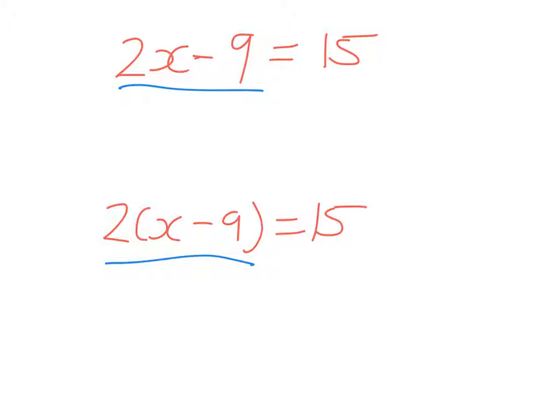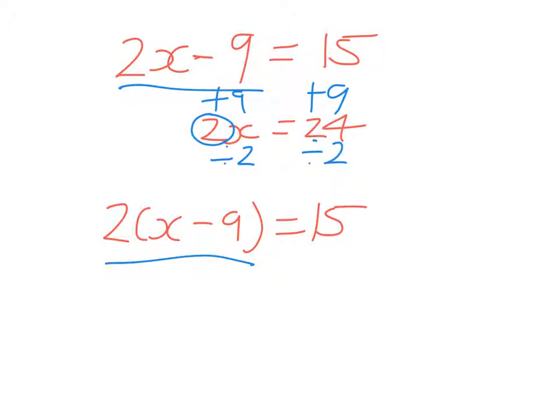So for the first one, I just add 9 to both sides. This is just like the equations I was doing before. So I get 2x equals 15 plus 9, which is 24. Then I'm going to divide each side by 2, because that's how I undo timesing by 2, and I get x equals 12. Again, you can check that solution.